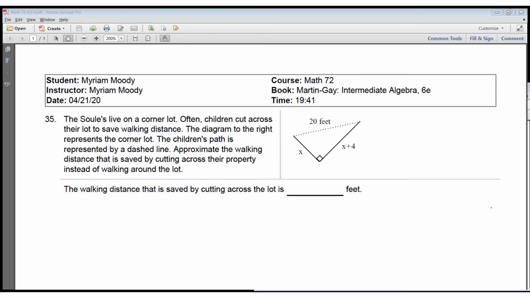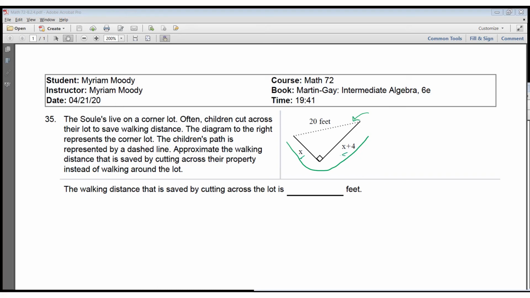All right, let's look at this last problem. The Souls live on a corner lot. Often children cut across their lot to save on walking distance. The diagram to the right represents the corner lot. The children's path is represented by this dashed line. Approximate the walking distance that is saved by cutting across their property instead of walking around the property. So here would be them walking around the property. So I guess that means in order for us to figure that out, we'd have to know what x is, huh?